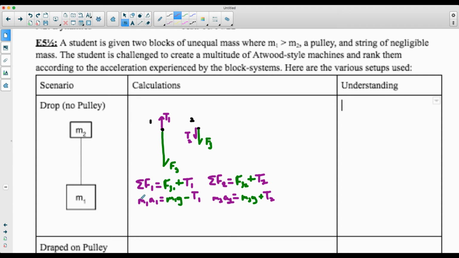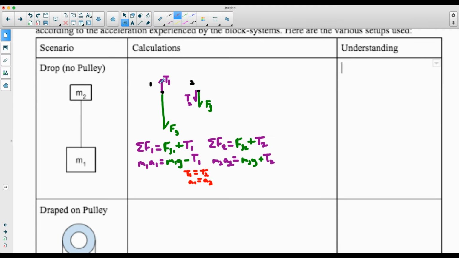Now here's the recognition, and here's the key fact. For all these tension problems, T1 has to equal T2. And as a result of this, acceleration 1 has to equal acceleration 2. They're accelerating together. Now, given these two, let's resubstitute and clean this up.